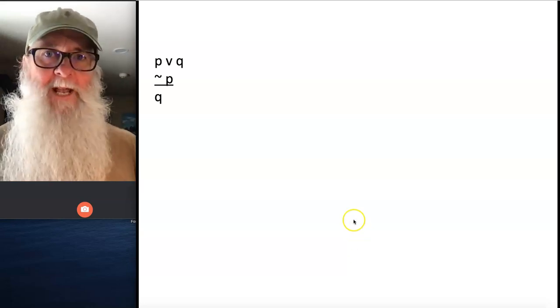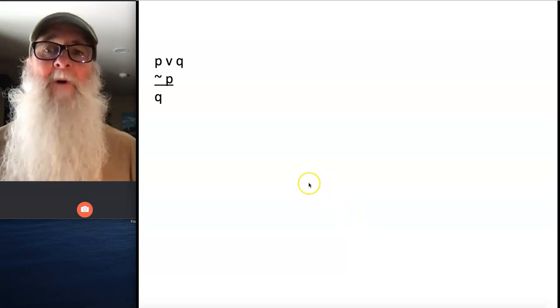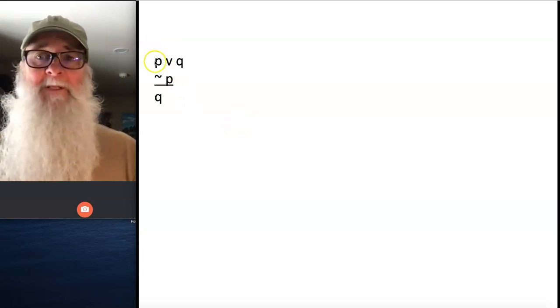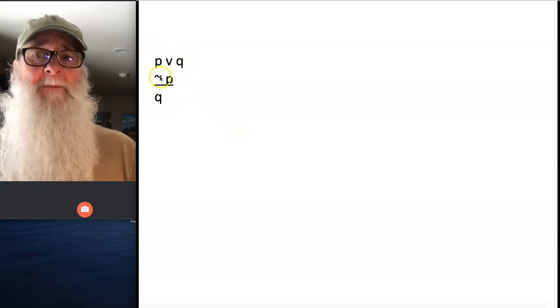Okay, what you're looking at here is an argument form. We have two premises that are said to lead to a conclusion. The first premise is P wedge Q. The second premise is tilde P, and the conclusion is Q.